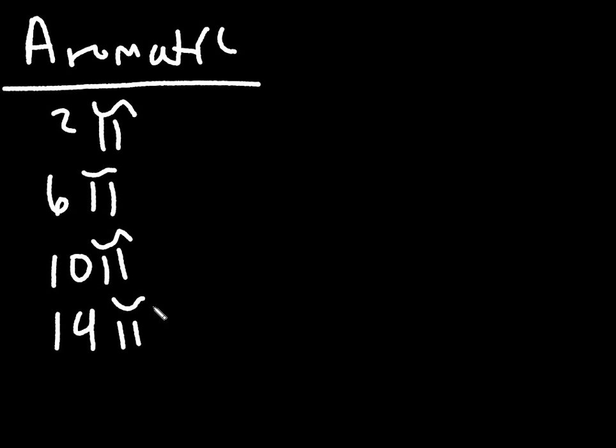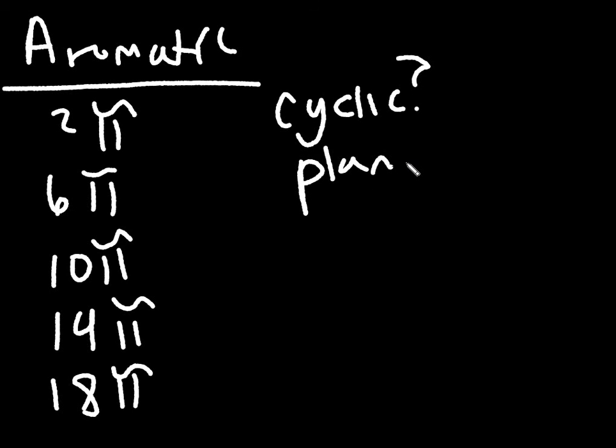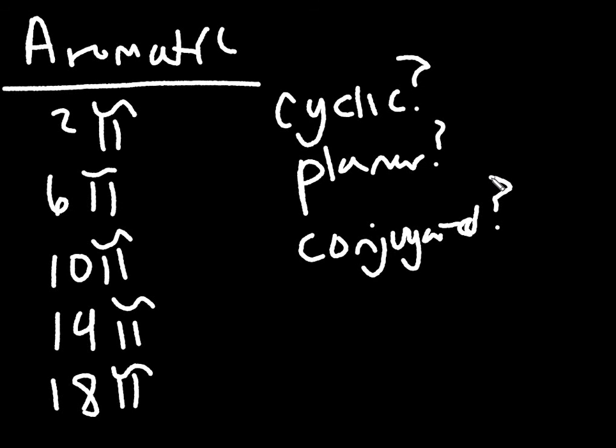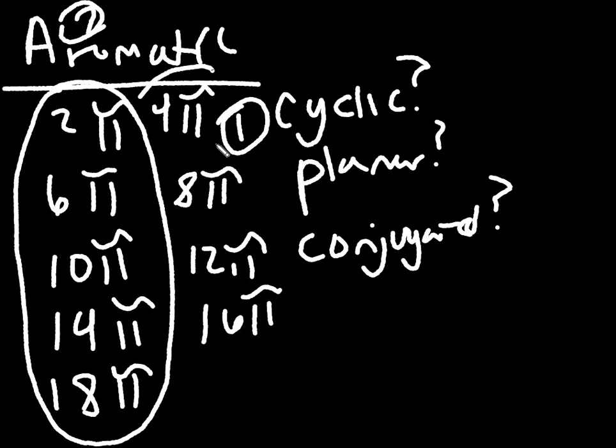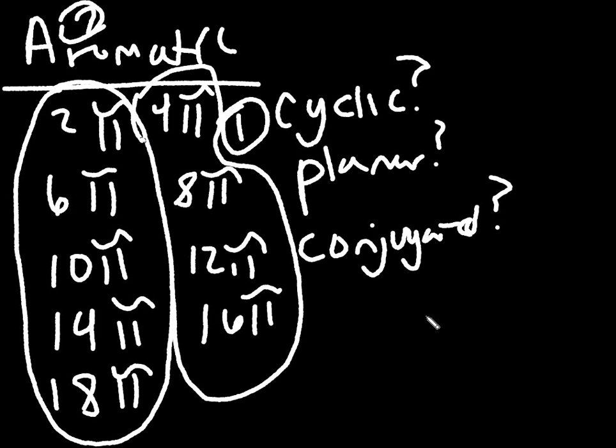Other than that example, always go by your aromatic, which is 2 pi, 6 pi, 10 pi, 14 pi, 18 pi. Ask yourself, is it cyclic? Is it planar? Is it conjugated? Okay, and preferably I like to do this one first and then go to this one second. If it isn't any of these numbers, it has to be either non-aromatic or anti-aromatic. And if it is anti-aromatic, it would be 4 pi, 8 pi, 12 pi, or 16 pi. And if you're like, oh my god, it's neither of these, I have an odd number of electrons in this compound, then you know straight up, it's not aromatic.